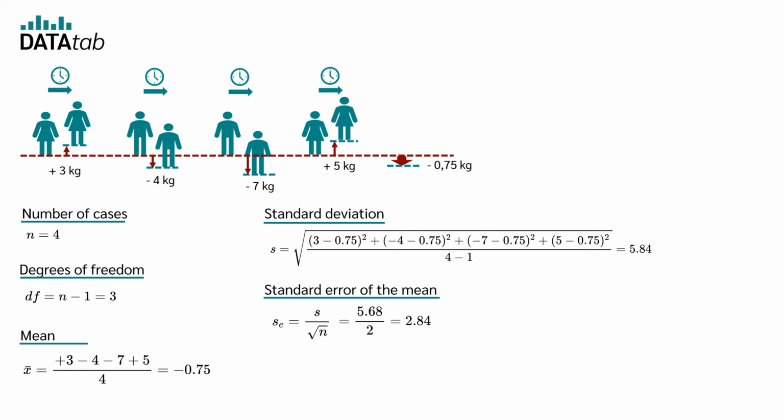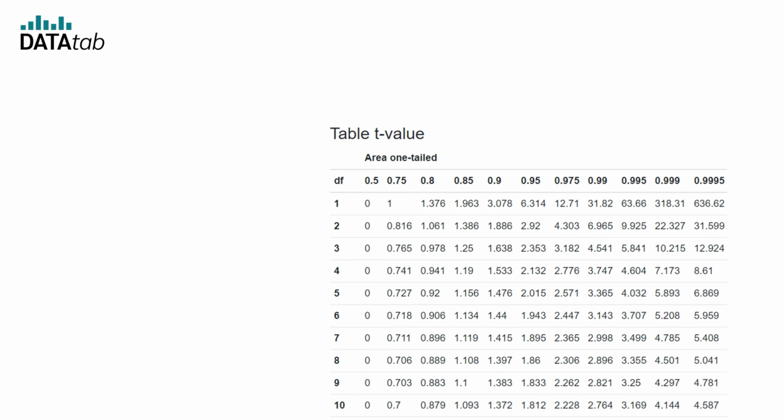So, and now we can finally calculate the t-value. The t-value is the mean minus 0 divided by the standard error of the mean. Why 0? Our null hypothesis says that there is no difference, so we want to test if the mean is significantly different from 0. Now we need to check whether the amount of this calculated t-value is smaller or larger than the so-called critical t-value. We can find the critical t-value in a table.